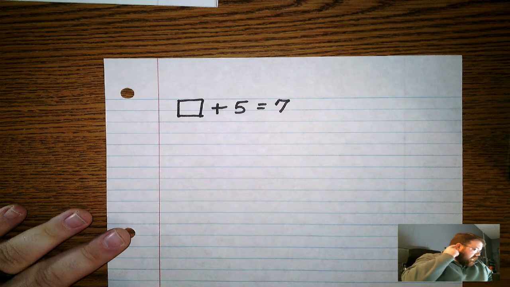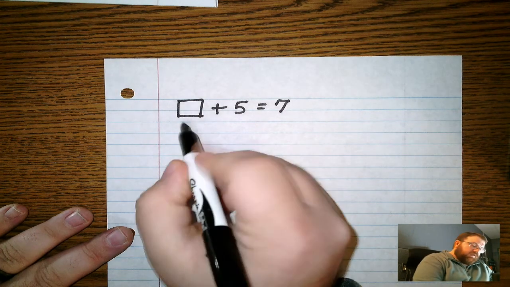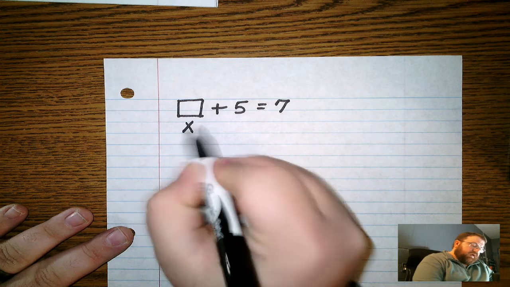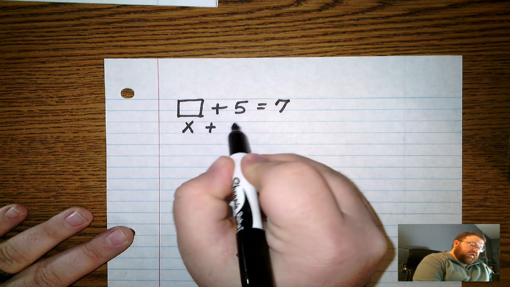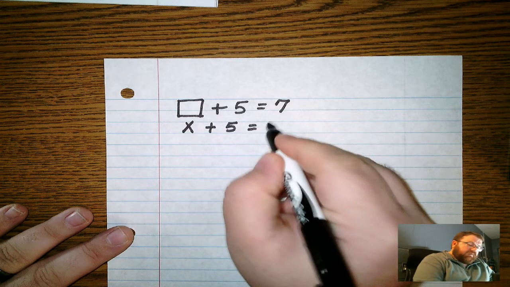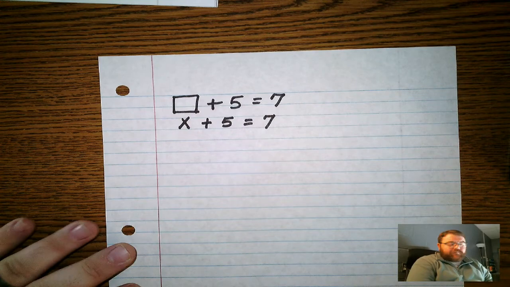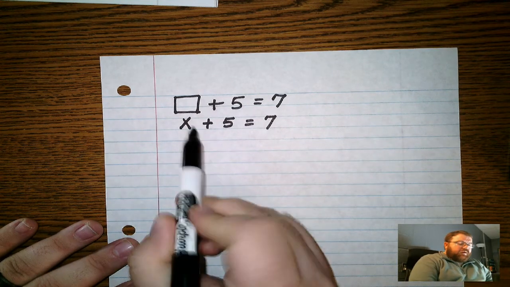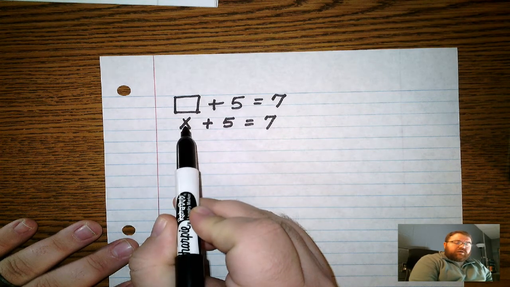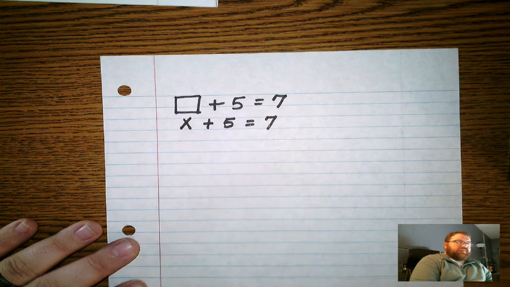In 6th grade, we replaced the box with what we call a variable. Remember, a variable can be any letter that represents any number. And so this is what a one-step equation looks like. We're still trying to determine what number plus 5 is equal to 7.